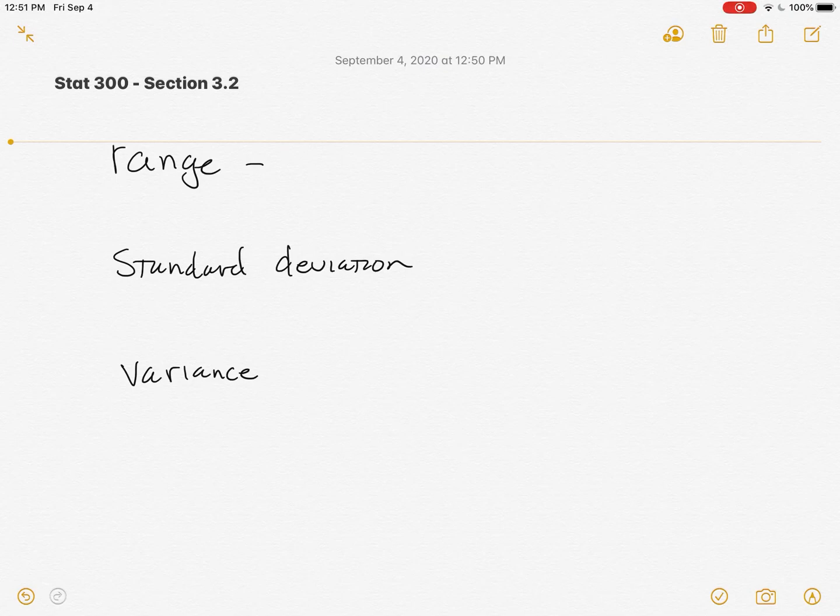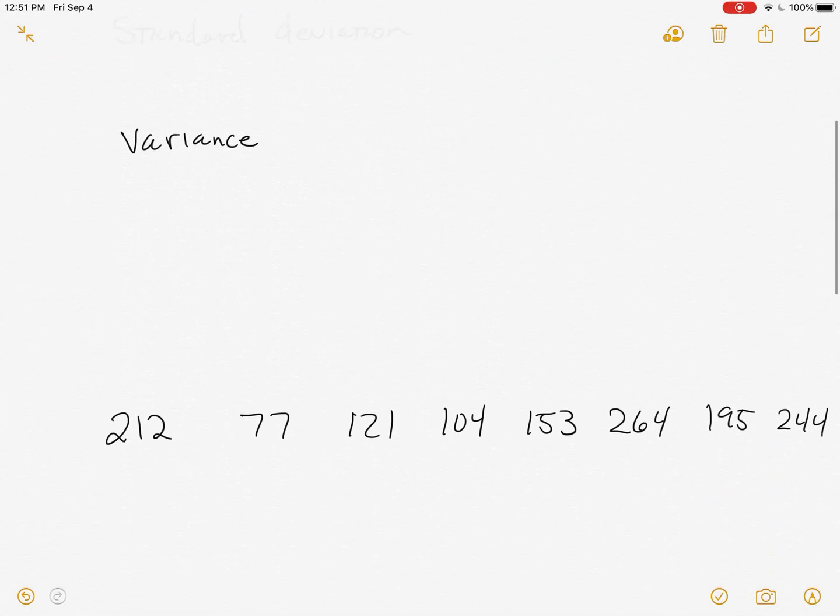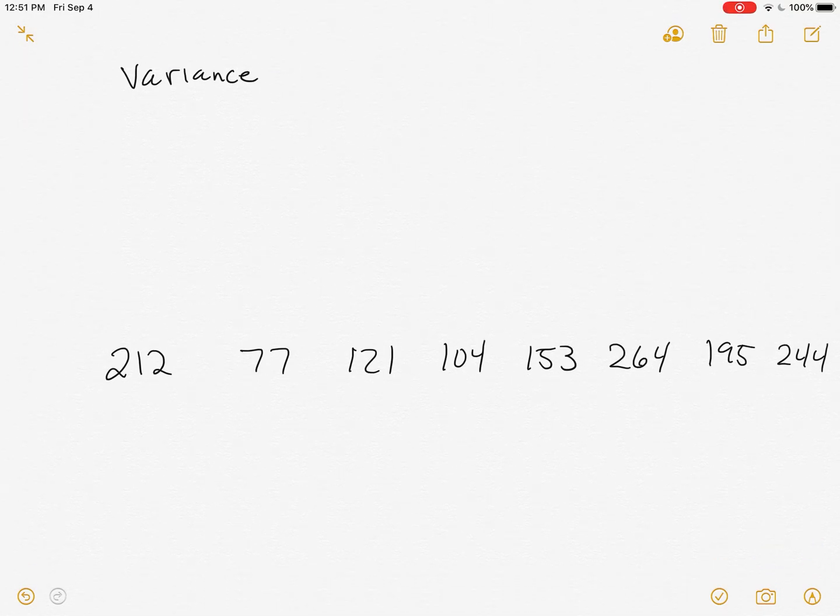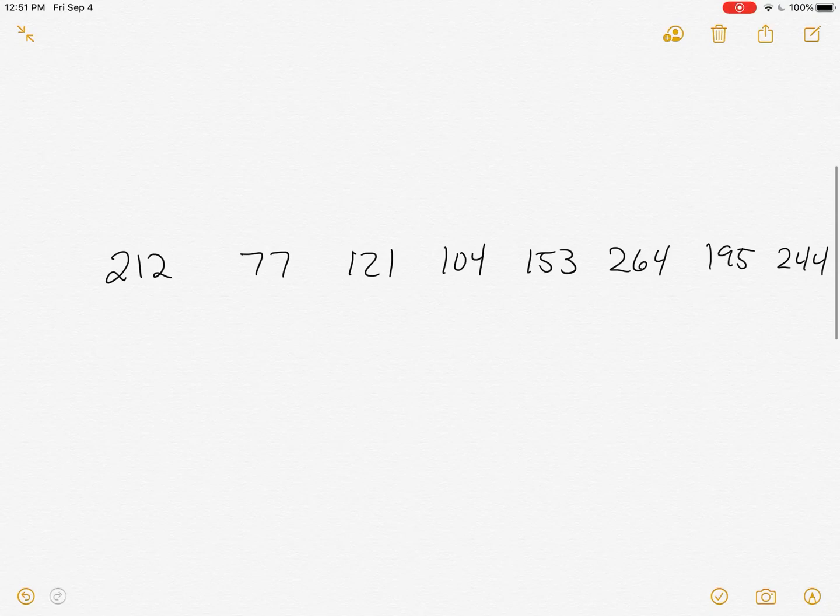So for the range, we will be needing just to do something simple. We need to just take the high of the data and subtract away the low. The range is just the spread of the data from high to low. How far does it cast its net? And so what I have down here is a data set that appeared in the book. And it has 8 data points: 212, 77, 121, 104, 153, 264, 195, and 244. And these represent costs of hotel rooms in the city of Las Vegas.